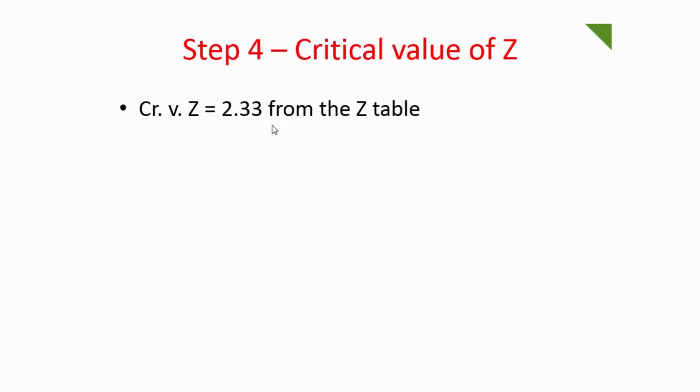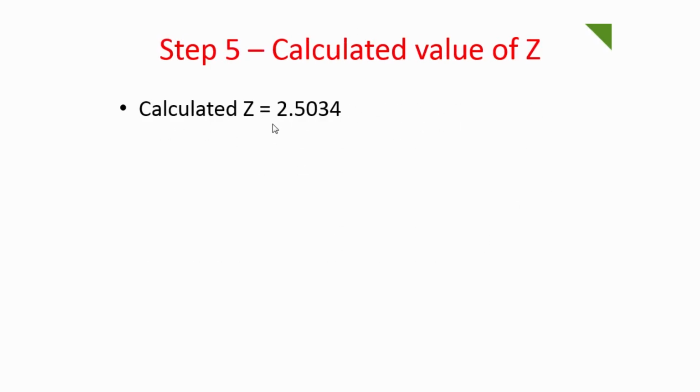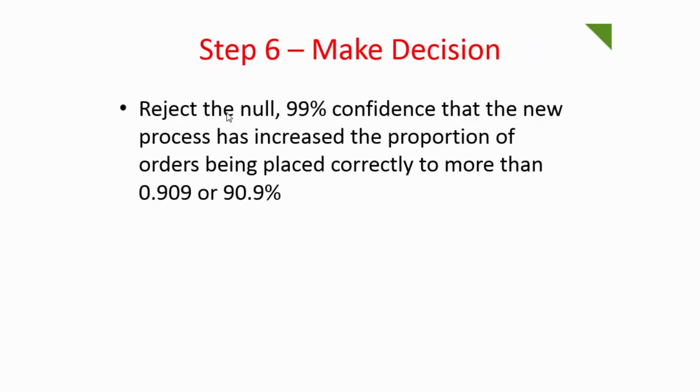Step 4, here's my critical value from the z table, 2.33 positive. Calculated value is 2.5034 based on what it says in the book. And therefore, I'm going to reject the null with 99% confidence. I believe that the new process has increased the proportion of orders being filled correctly to more than 90.9%. So therefore, I'm willing to change policy.